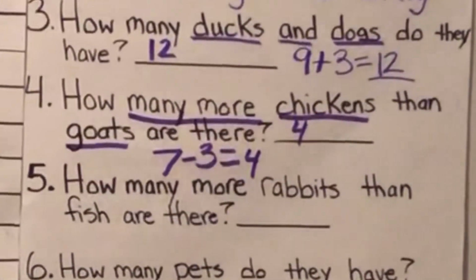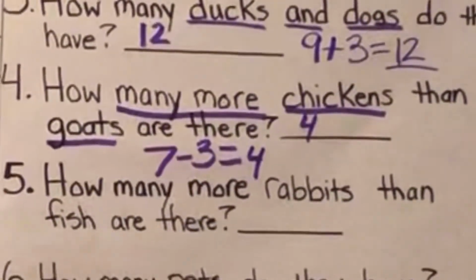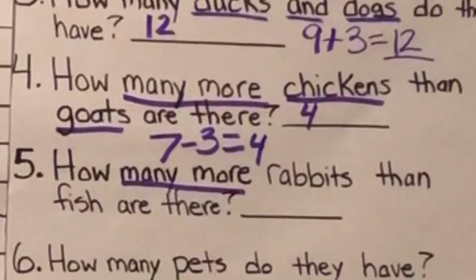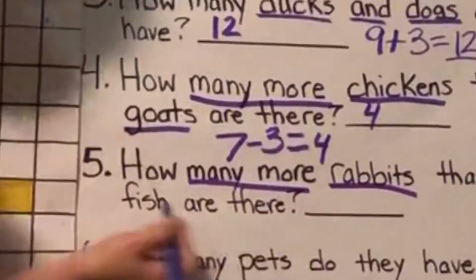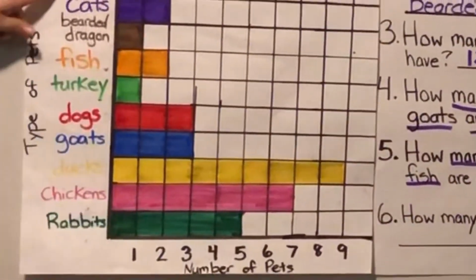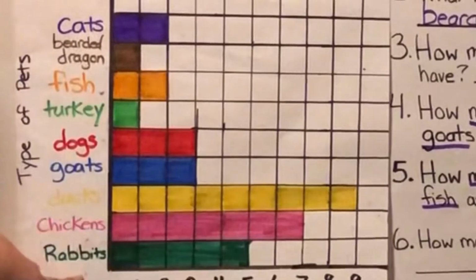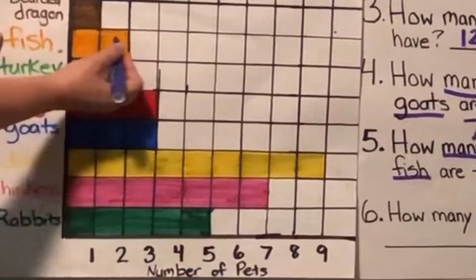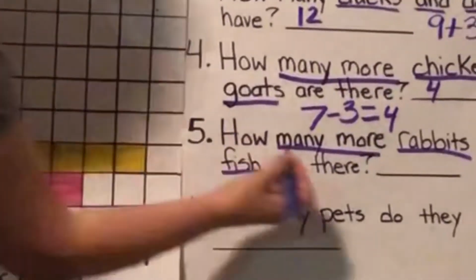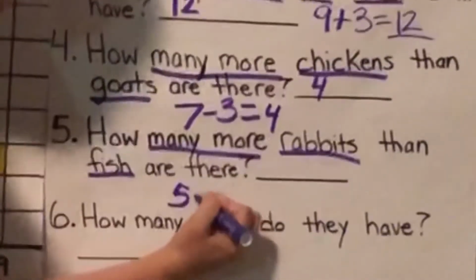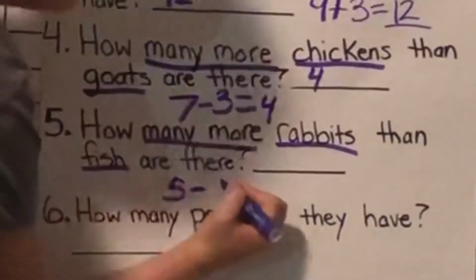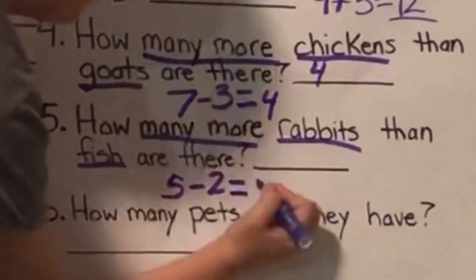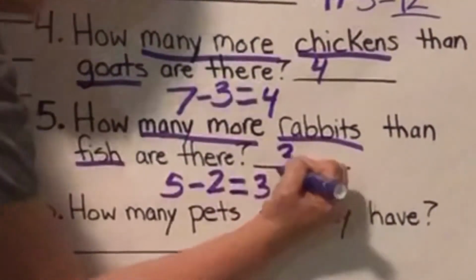How many more rabbits than fish? There's that how many more, and this time we're comparing rabbits and fish. So let's look at our chart. Rabbits has 5. Fish has 2. So 5 rabbits, finding the difference, minus 2 fish equals 3. So how many more rabbits? There are 3.